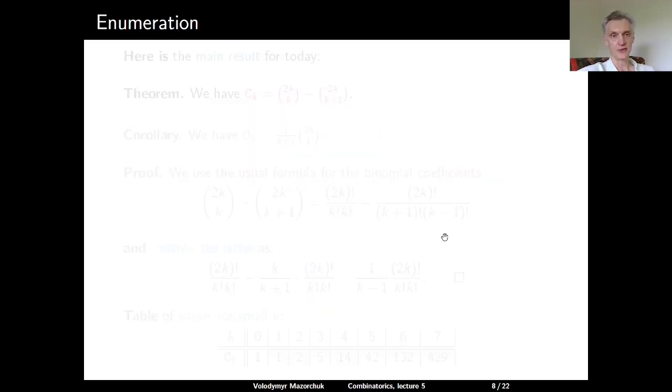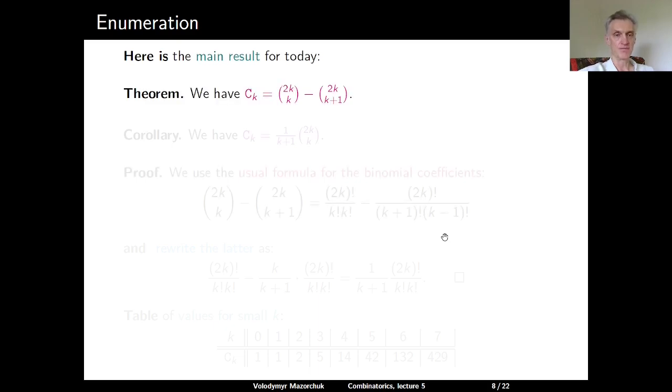Now we present the general formula for Catalan numbers. That's the main result for today's lecture. Theorem: the Catalan number C sub k equals the difference between two binomial coefficients. The first one is 2k choose k, and then from this one we subtract the binomial coefficient 2k choose k plus 1. If we accept this formula, there is a little bit more compact way to write a formula for C sub k. So C sub k also equals 1 divided by k plus 1 times 2k choose k.